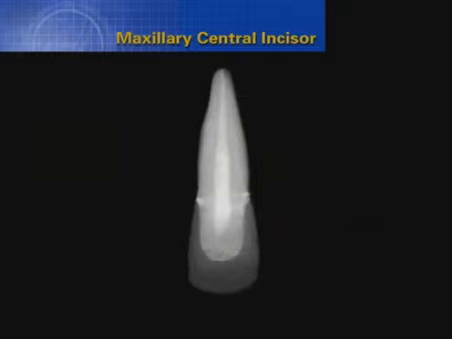This maxillary central incisor appears to have one canal. Notice how the obturation material is centered in the root. If we move the X-ray cone about 15 degrees, you can see asymmetry suggesting a missed canal.